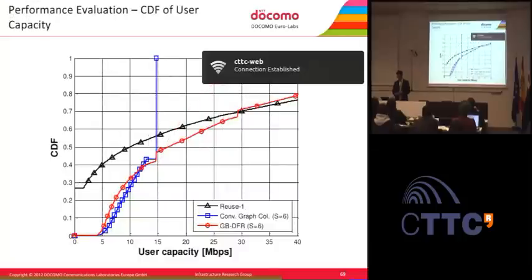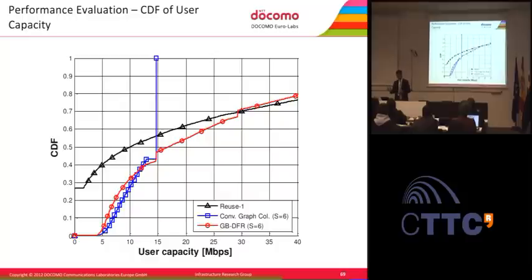The actual question is, when we look at the CDF of capacity, we hit a wall when we are looking at the conventional graph coloring. When you do conventional graph coloring, you only assign one color to each node, and therefore you simply hit a wall. You cannot exceed the capacity beyond a certain limit.